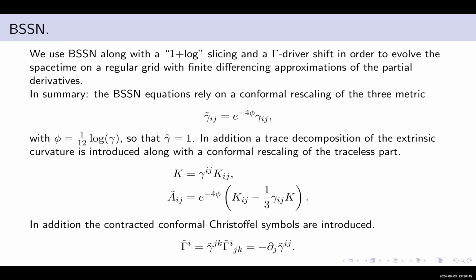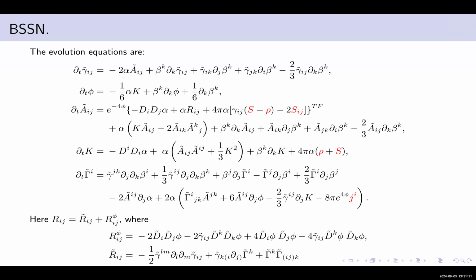Additionally, you do a trace decomposition of the extrinsic curvature and a conformal rescaling of the traceless part as normal. And then you, of course, introduce the contracted Christoffel symbols as if they were independent variables to make a standard BSSN. I'm sure we'll talk more about BSSN during this workshop, so I thought I would keep this short and just show the equations here in all their glory. Well, not all their glory, because we'll have to write that out into the specific indices eventually when you actually want to code it up.